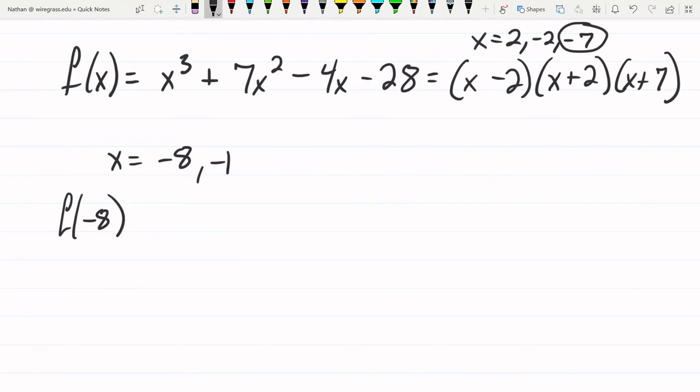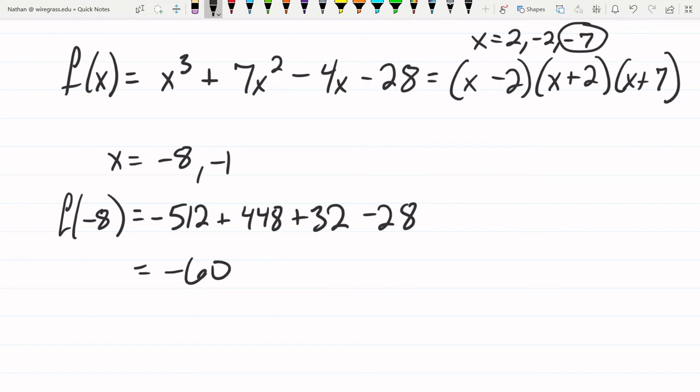-8 to the power of 3 is going to be -512, then plus 7 times x squared. It's going to be 7 times 64, giving us 448. Then -4 times -8 is going to be 32. And finally, -28. So this gives us -512 plus 448 plus 32 minus 28, and that gives us -60.